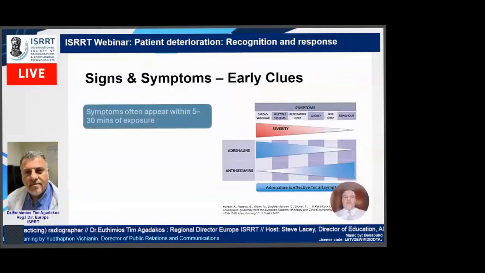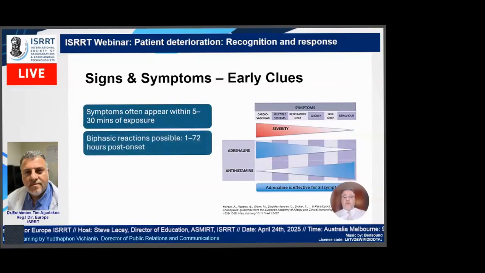And on top of all this, symptoms, and therefore anaphylaxis, progress fast, often within 5 to 30 minutes after exposure. That's especially evident in contrast media reactions, which may develop during or immediately after injection. You may also encounter biphasic reactions where symptoms return hours later without re-exposure to the contrast agent. That could be from 1 hour to 72 hours post-onset.